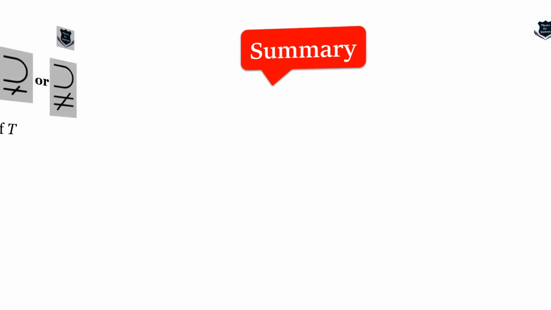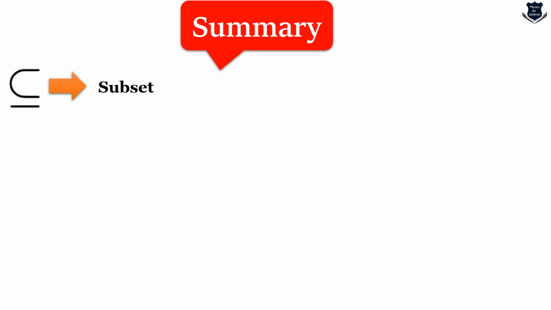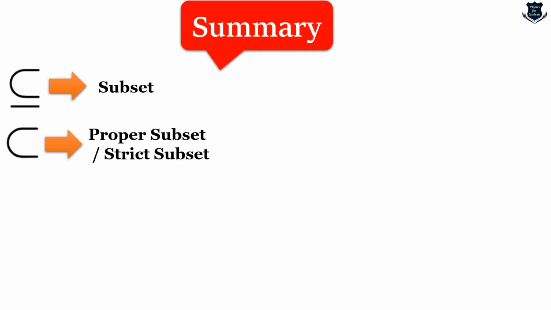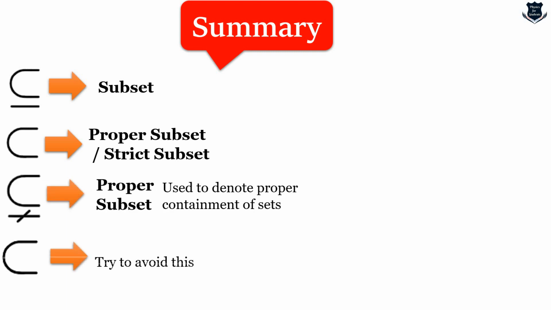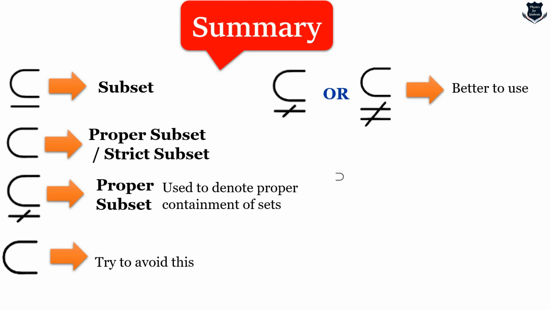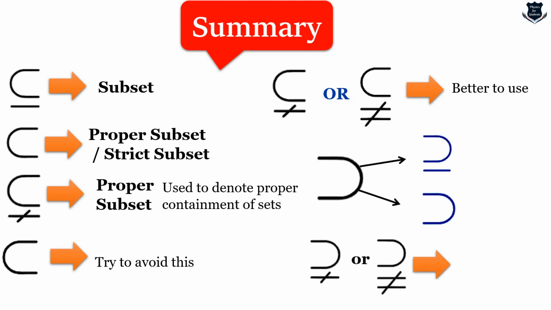Okay, can we summarize what we have learned today? So we know that this one is used for subset, this one is used for proper subset and strict subset. This one is a proper subset used to denote containment of sets. This one we will try to avoid. We will use this and this, which is better to use. We also know the superset symbol has two signs, this one, and we will use this one to denote proper superset. So the subset and superset, more or less they stand the same, only it is better to use these symbols to try and avoid confusions.